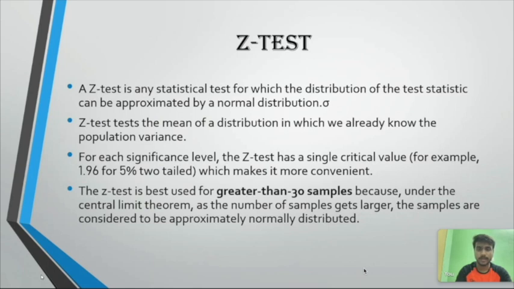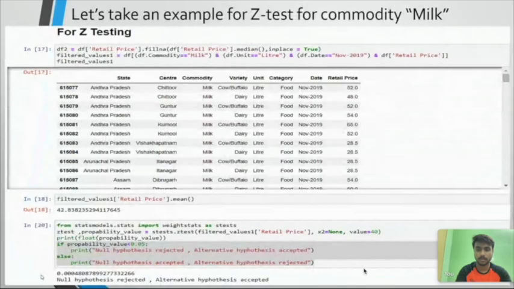Now we will take an example of a Z-test for milk. Input line 17 gives the specified data on which we have to perform the Z-test. We found the mean from the data equal to 42.83 and tested on mu equal to 40. After applying the Z-test, we found that the null hypothesis was rejected and the alternative hypothesis was accepted, with the statistic equal to 0.00048.